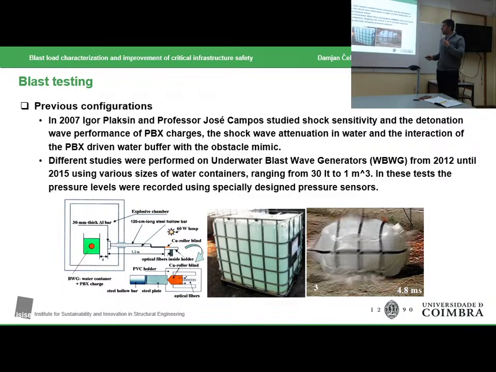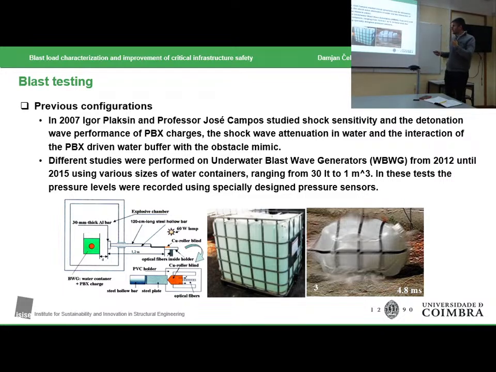With this, they were able to study, as I said, the detonation wave performance of the charge that they used, which was plastic bomb explosive. They studied the shockwave attenuation through the water domain, and then they also studied the effect of the standoff distance between the obstacle and the blast wave generator.